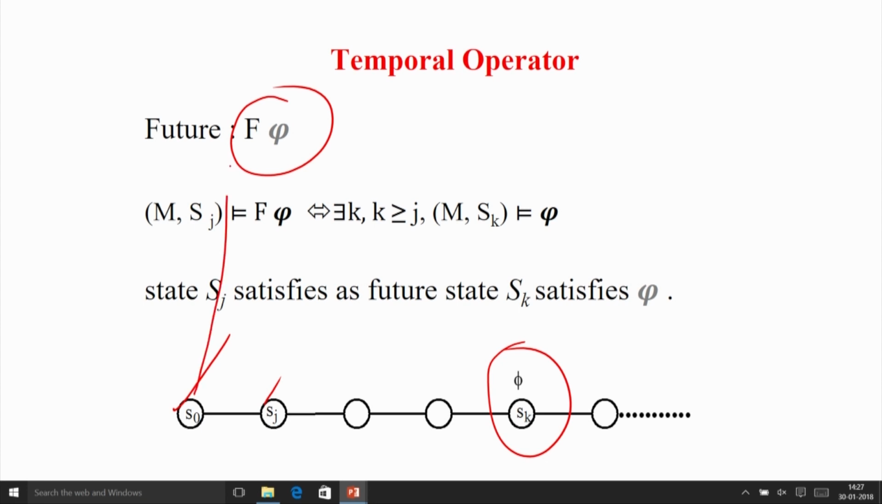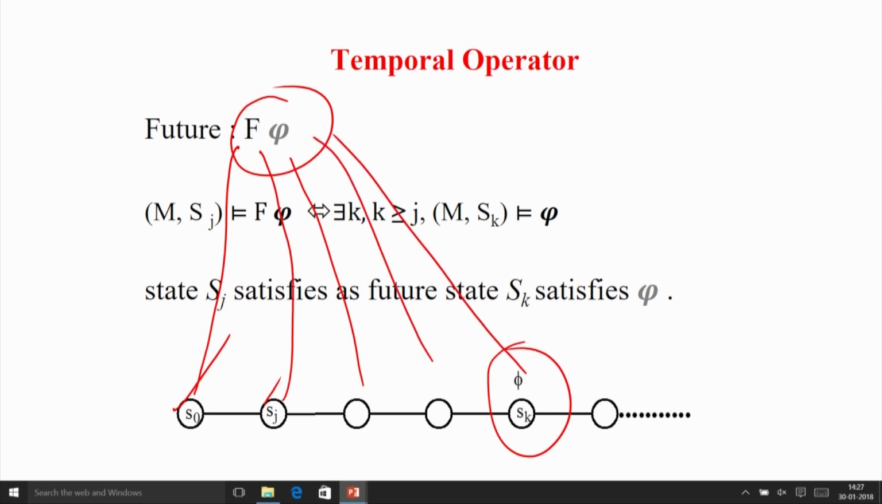So I can write in state S0 this formula is true, this is true, this is true, this is true. Here also I can write this is true, because present state is also future. That one thing you have to write. In state Sk also I can write in future phi is true, because present is also a kind of future.